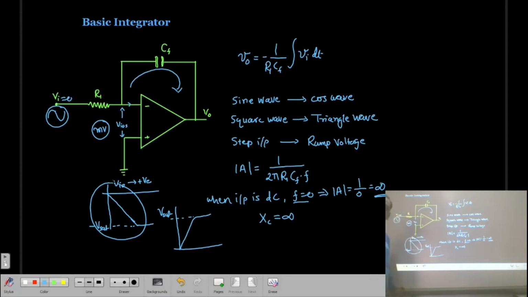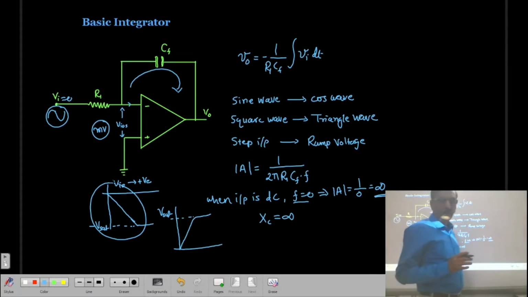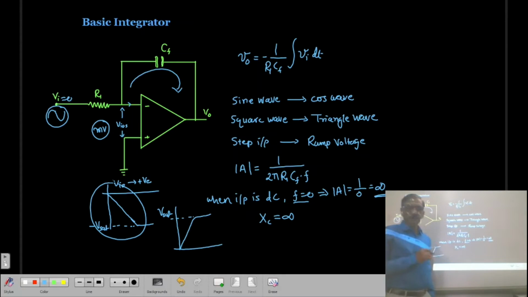So as a result, you will not get a true integration of your input signal. Your input signal is going to be distorted. You will get an error in the integration. So again I will tell you that here, due to the input offset voltage as well as due to the bias current, some voltage is going to be present in the output, and that is going to affect the result.